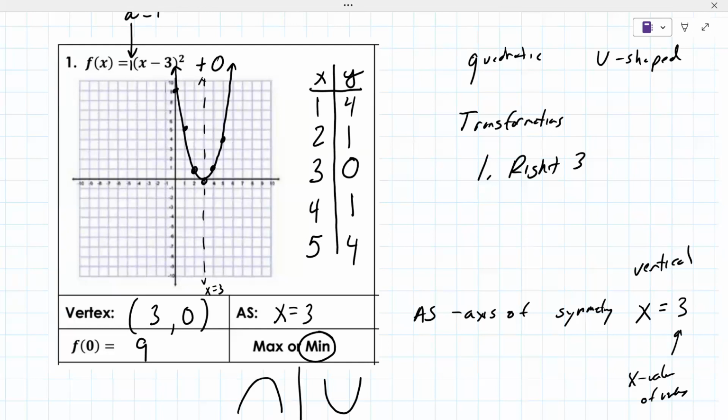Some students graph it first. Some students do this other stuff first. It's up to you. It doesn't really matter. Just get it all down.